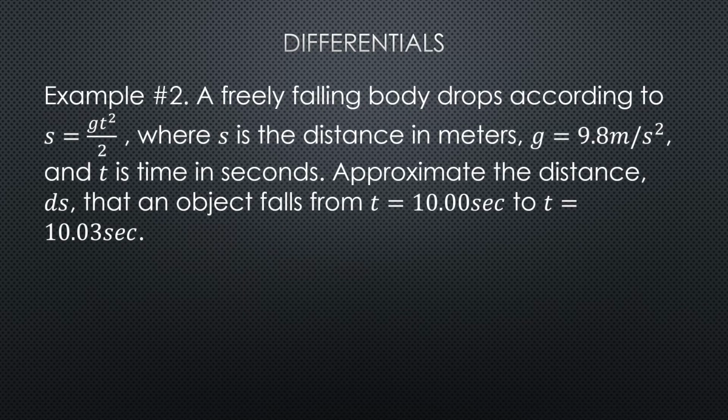All right, here's another question. A freely falling body drops according to S equals g t squared divided by 2, where S is the distance in meters, g is the acceleration due to gravity, 9.8 meters per second squared, and t is time in seconds. Approximate the distance, dS, or change in distance, that an object falls from time 10 seconds to time equals 10.03 seconds.